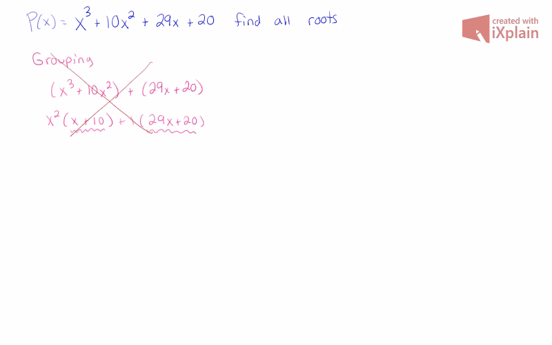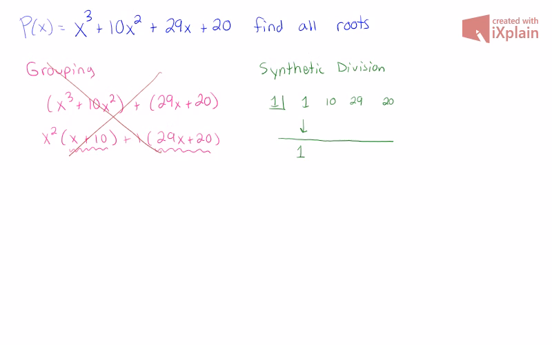So I'll start my synthetic division the same way I did last time, and that's trying 1 and -1 first. So here's my setup for synthetic division with 1. I put the 1 in the box, and then I use the coefficients from my polynomial, 1, 10, 29, and 20. I bring down the 1, multiply by the number in the box, and that's 1. Add straight down. 10 plus 1 is 11.